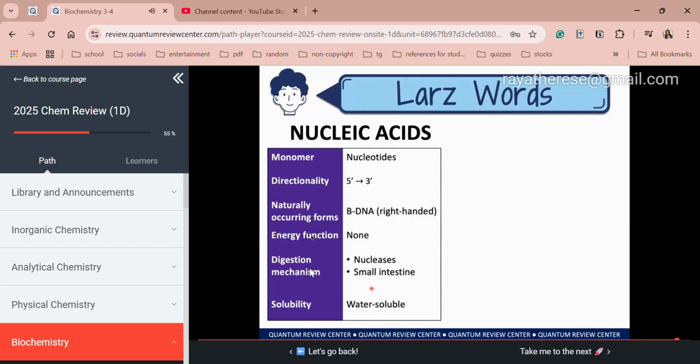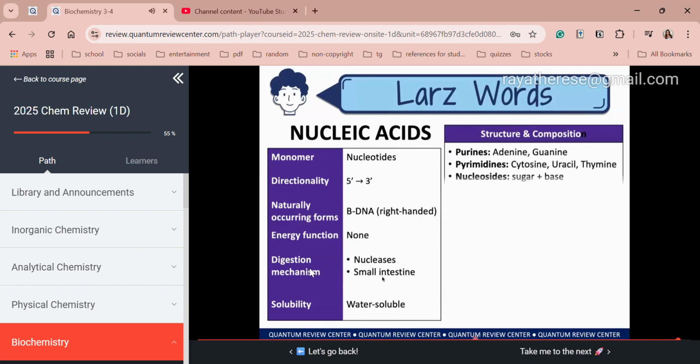And lastly, solubility, we have water soluble because of the presence of numerous hydroxyl groups. First, in the sugar component, and second, the charged phosphate group. All right. For structure and composition, we have nitrogenous bases, purines and pyrimidines, and we also have your nucleosides and nucleotides. Again, class, the only difference between the two is that nucleosides have no phosphate.